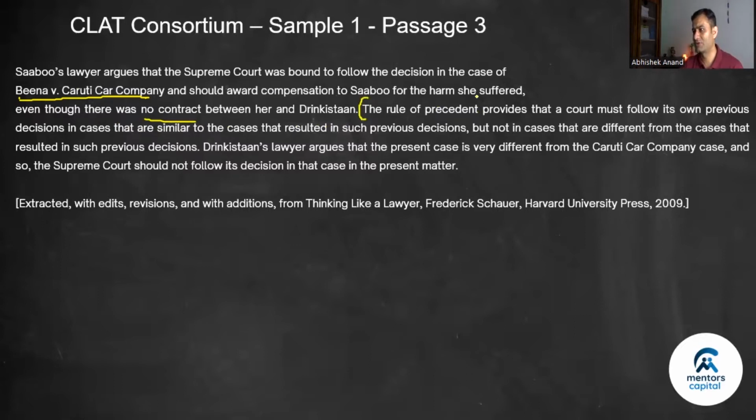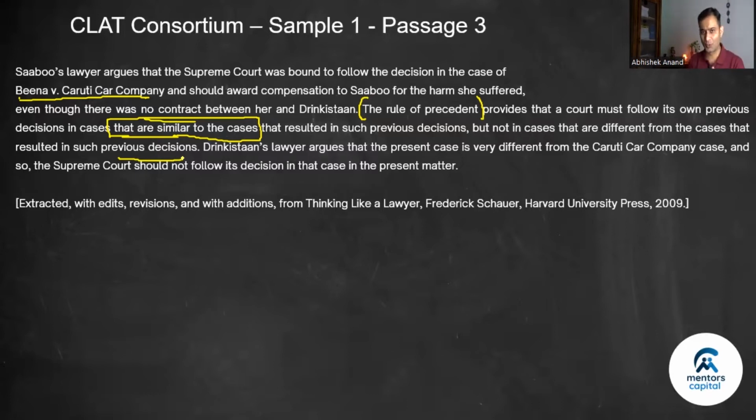Now this thing comes into the picture, the rule of precedent. मतलब अगर पहले जो हुआ है same चीज वो दोबारा करेंगे, तो वही rule जो उस time लगा था, same rule will apply here. It provides that a court must follow its own previous decision in cases that are similar to the cases that resulted in such previous decisions, but not in cases that are different from the cases as compared to previous decisions. So there is only one principle, guys, in this passage, which is the rule of precedent. तभी लगेगा अगर आज का जो case है that is similar to the previous case.